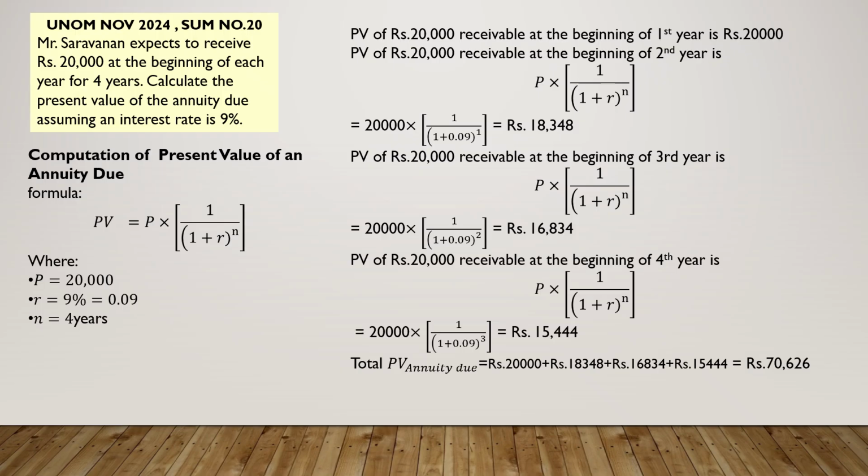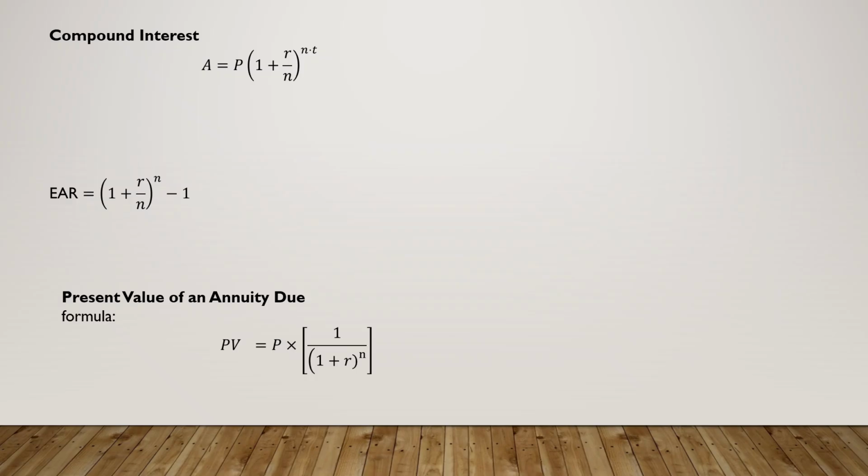Applying this into the formula, finding the values and adding them together, you will get the PV of annuity due as 70,626. Only by simply knowing the formula and understanding n, you can easily score 10 marks.